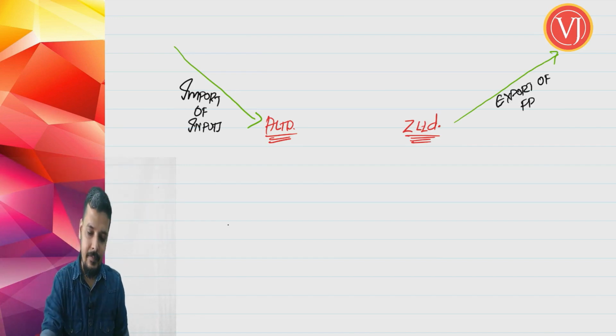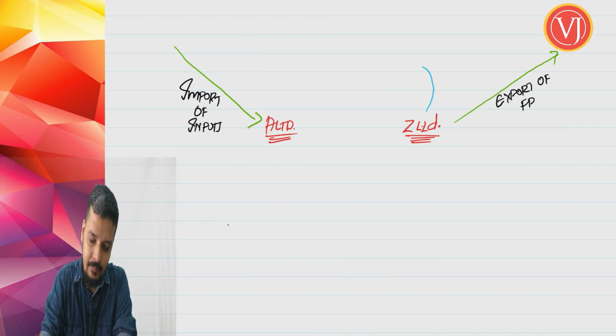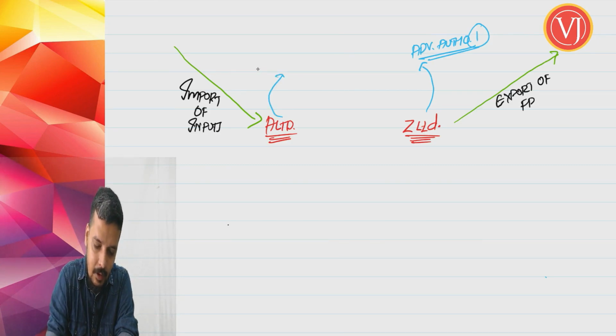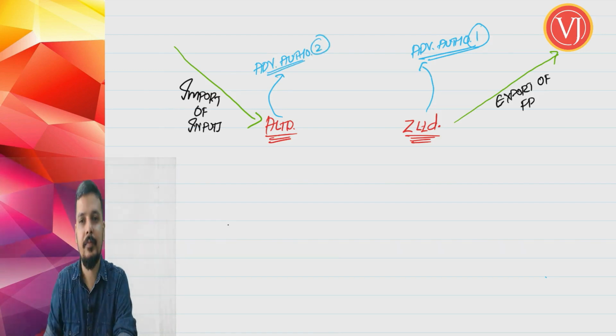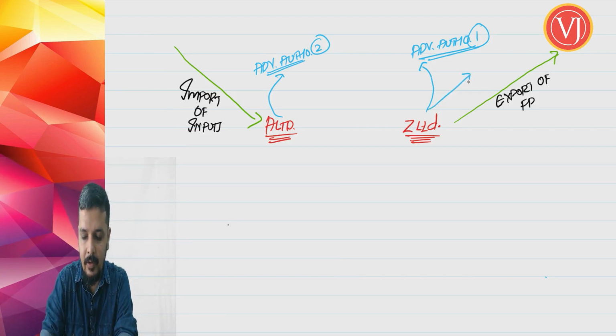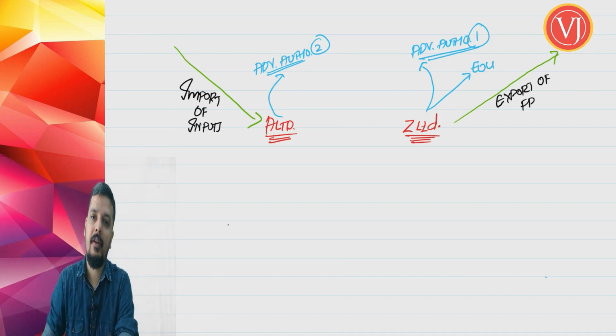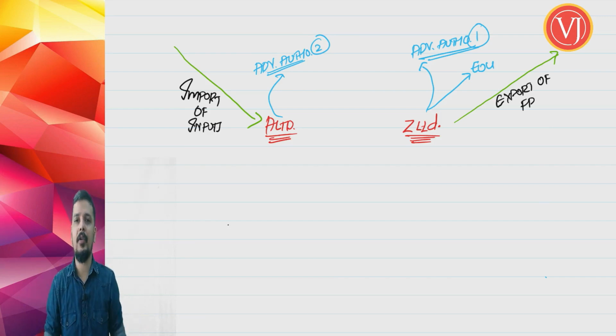Now friends, Z Limited has applied for advance authorization, so I am calling it as advance authorization 1. Even A Limited has applied for advance authorization. I am calling it as advance authorization 2, right? Either Z Limited is an advance authorization holder or Z Limited is EOU, right? Either Z Limited happens to be an advance authorization holder or Z Limited is 100% export oriented unit.